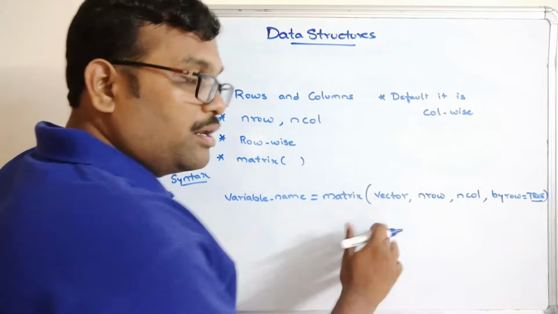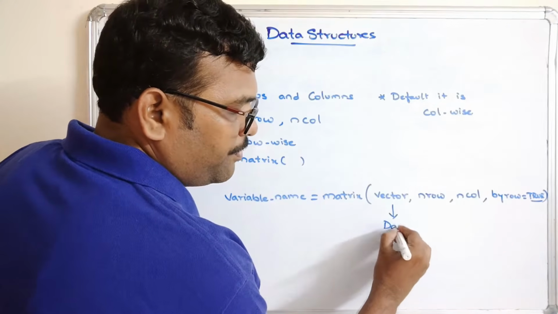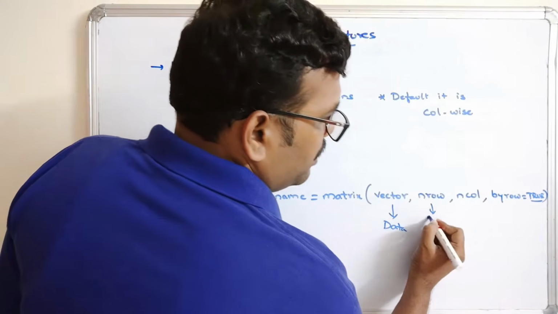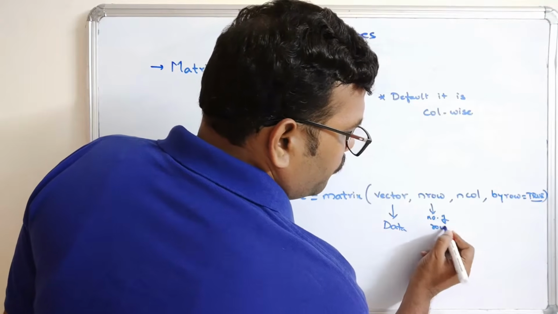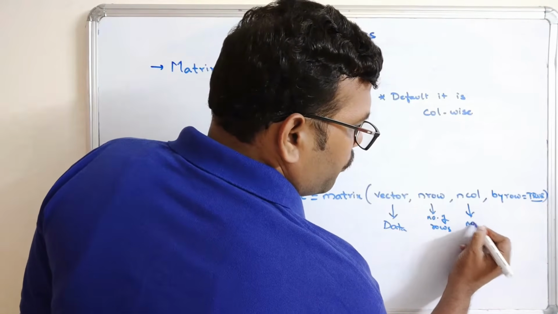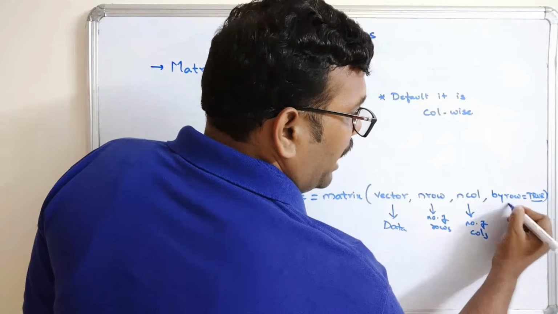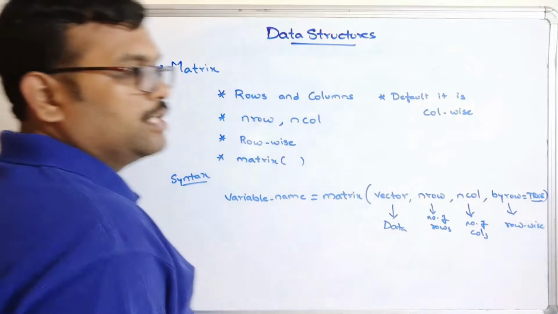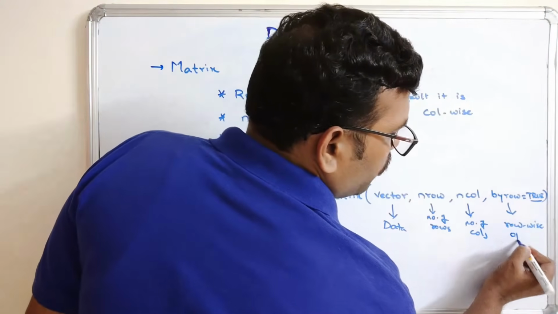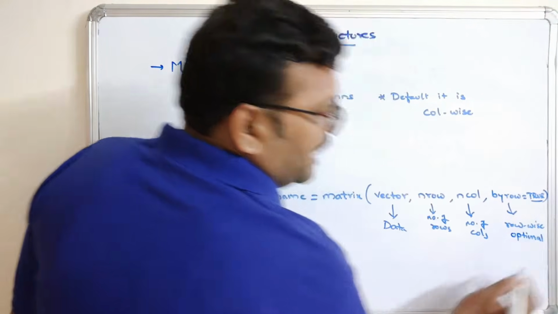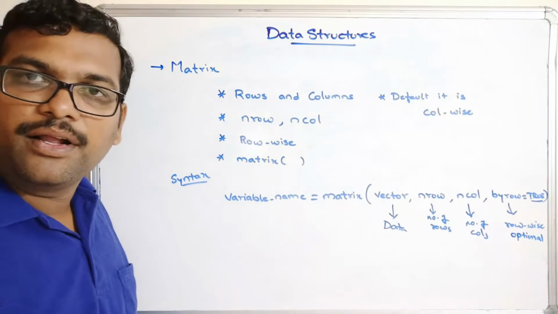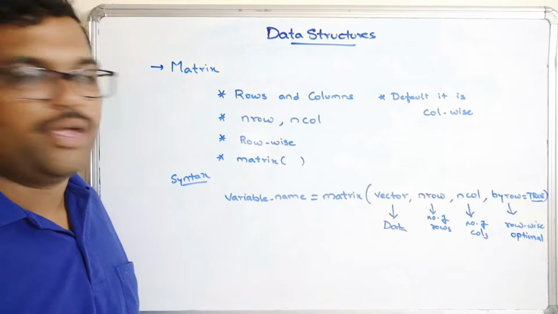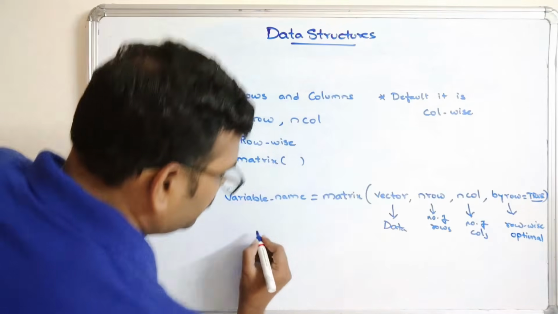So this is a vector, this is the complete data we need to fill in a matrix, and this is the number of rows we require, and this is the number of columns, and this is the row wise ordering. So this is an optional parameter. So in the absence of this by row parameter, the data will be arranged column wise.